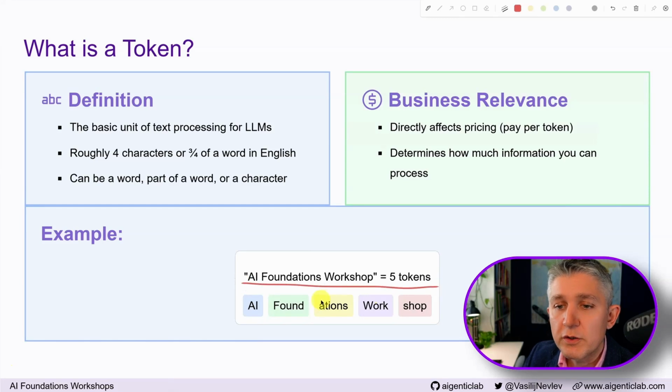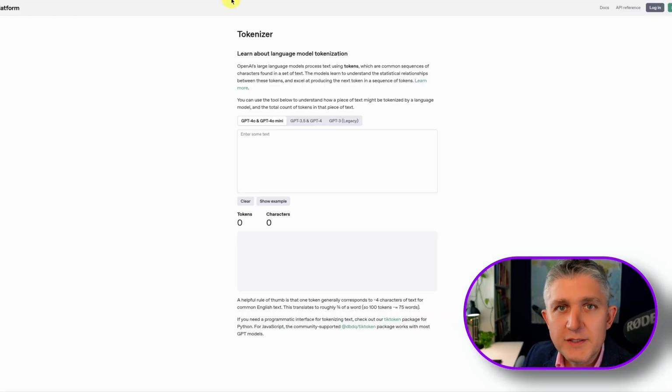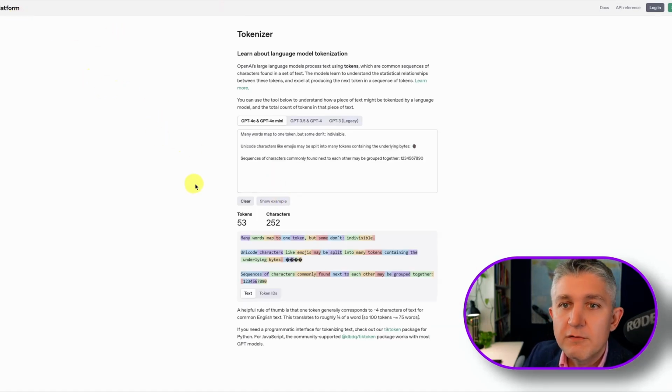"AI Foundation Workshop" is about 5 different tokens, where foundation is broken down into 2 words and workshop is broken down into 2 words. A good way of visualizing tokens is to use applications such as Tokenizer. This one is available on the OpenAI platform. If I click example, you can select which model you would like to see. Different models visualize and process tokens differently. It's part of their secret sauce of how they work.